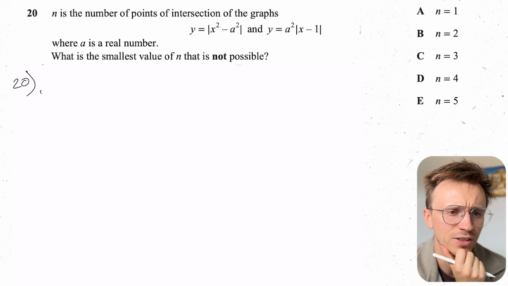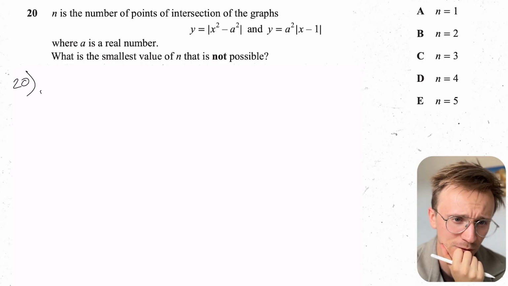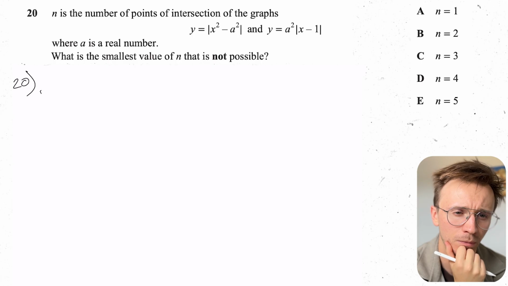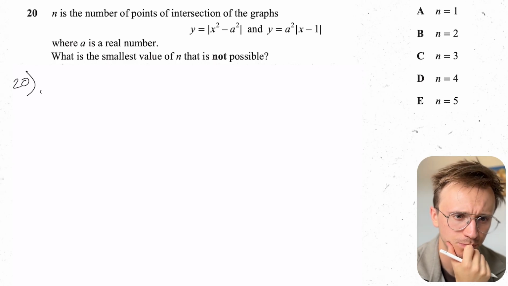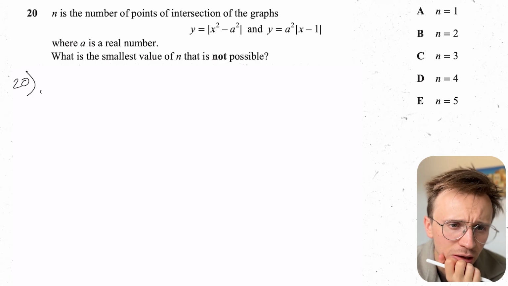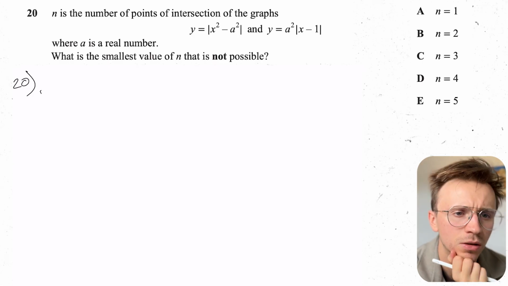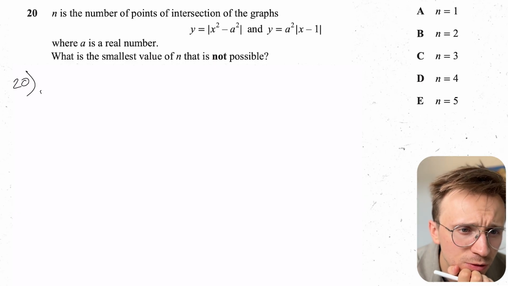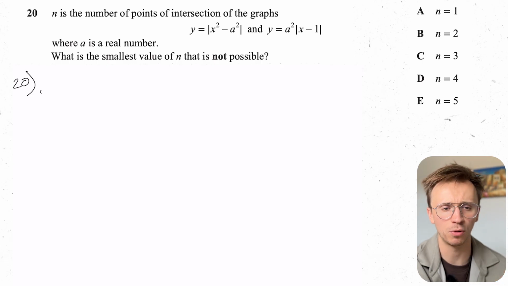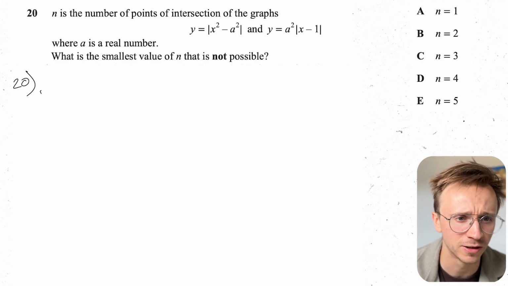N is the number of points of intersection of the graph y equals modulus of x squared minus a squared, and y equals a squared mod x minus 1. Okay. N is the number of points of intersection of those two graphs. What is the smallest value of n that is not possible? Okay, so what's the maximum number of solutions is what I've gathered from that.